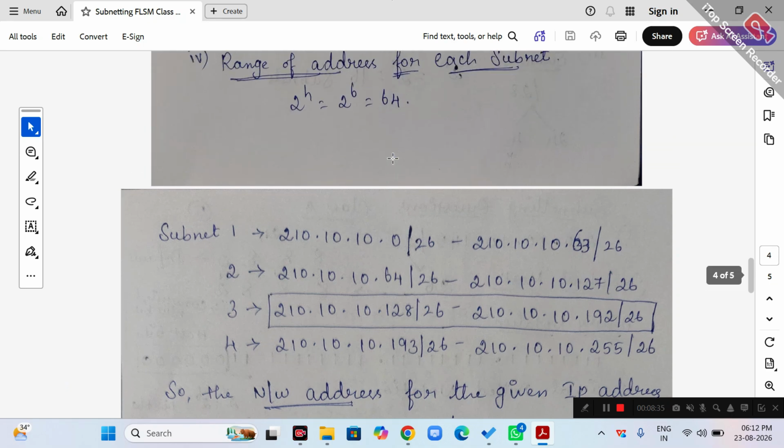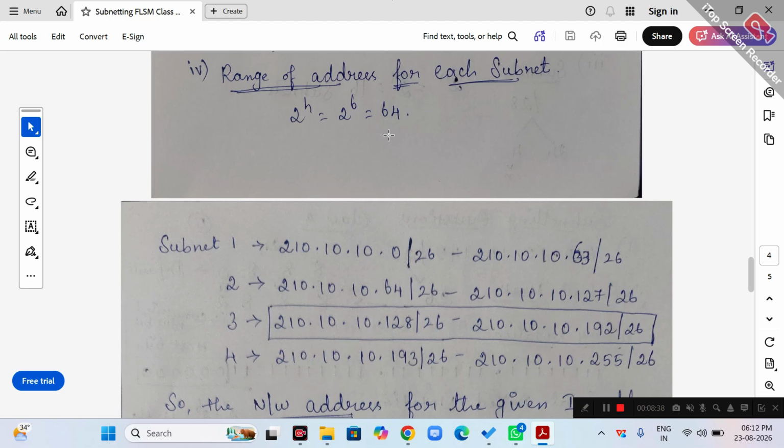How many addresses are available in each subnet? 64 addresses are available in each subnet. Here we started from 0, so 1 to 64 we could write directly, but since we start from 0, it ends with 63. So 210.10.10.63, and the subnet mask given in the question is 26. This is the range of addresses for subnet 1.